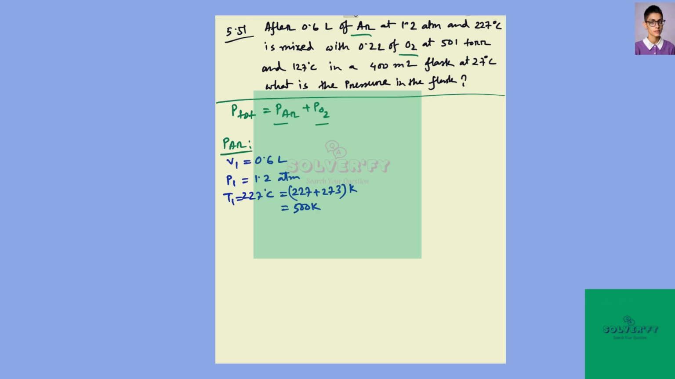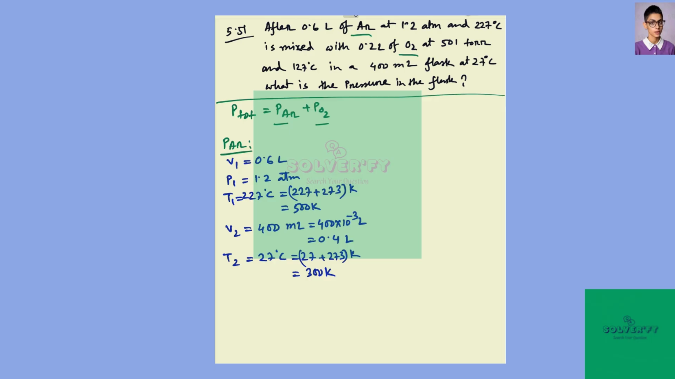The volume of the flask is 400 milliliter, or we can write 400 multiplied by 10 to the power of minus 3 liter, which is 0.4 liter, and the temperature of the flask is 27 degrees Celsius, or converted to the Kelvin scale, which gives 300 Kelvin.